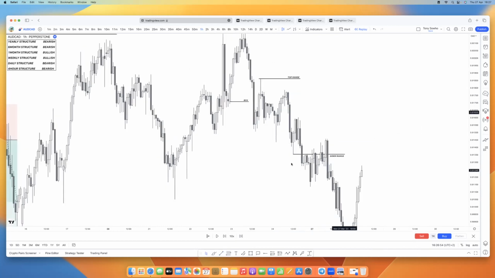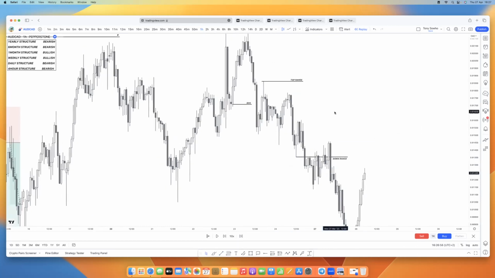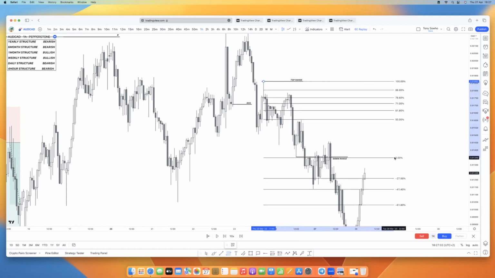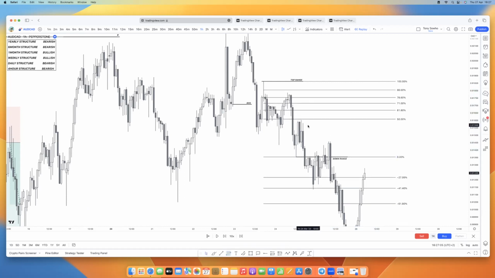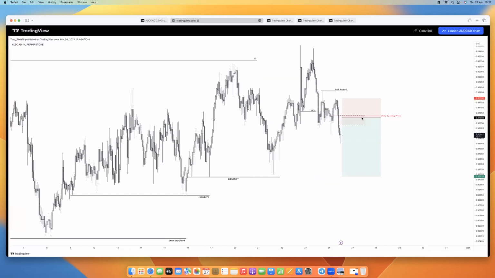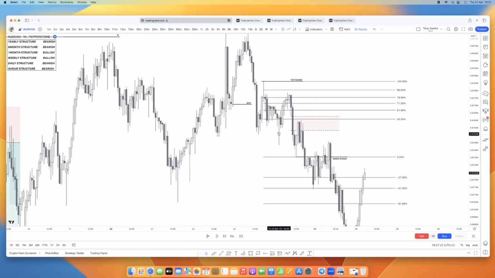And I was looking to sell at premium, so from this all the way to this low here. And then I saw what was going on here. We had this imbalance in this area, so I was looking at this area for the sell, as you can see. And then this was the daily opening price. So on that day, March 24 was on Friday.